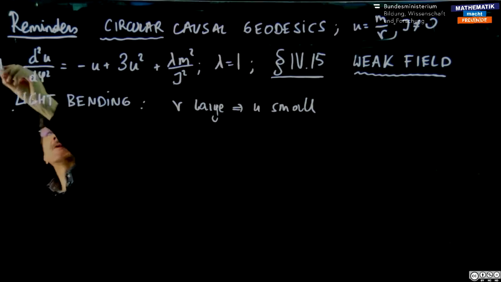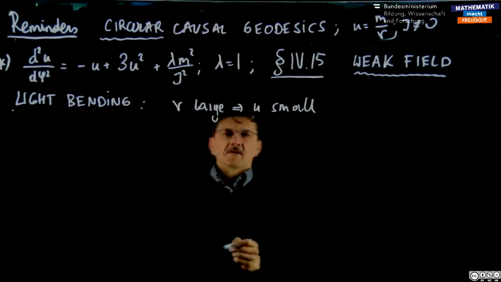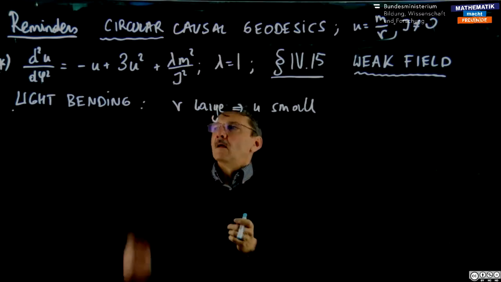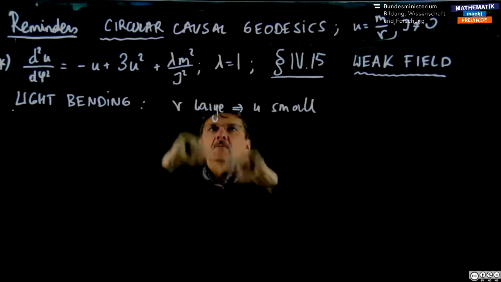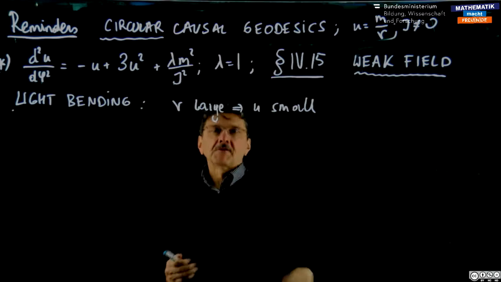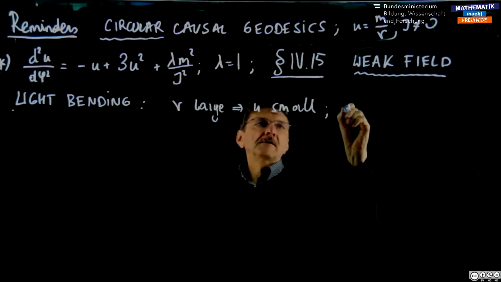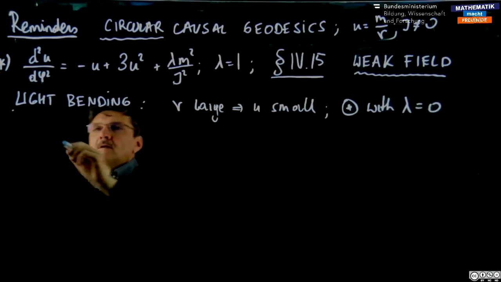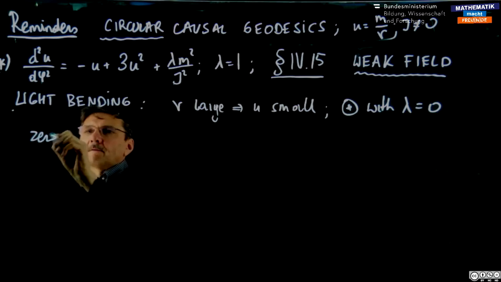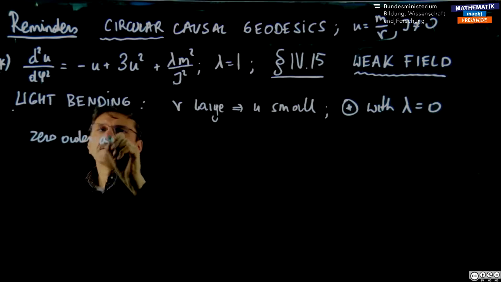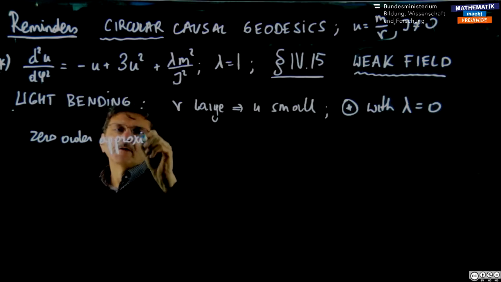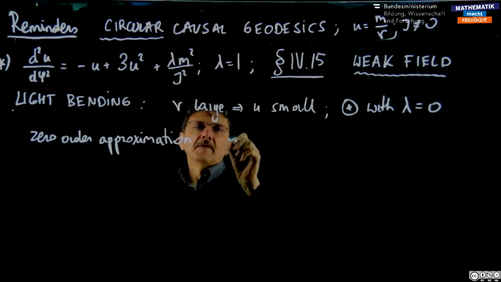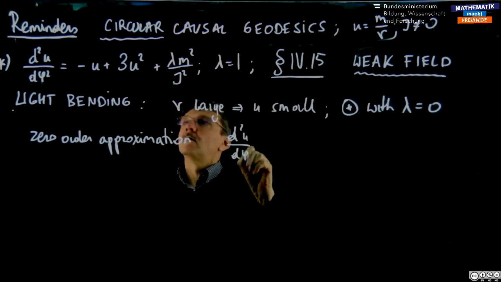So if we take our formula, which you can put a star there, if you still have it somewhere in notes, we use star with lambda equals zero, because we are interested in light. Lambda equals zero gives a zero order approximation, or first order, I don't know how to count this, but an approximation. You just forget the u squared terms. You get that d squared u over d phi squared is equal to minus u.